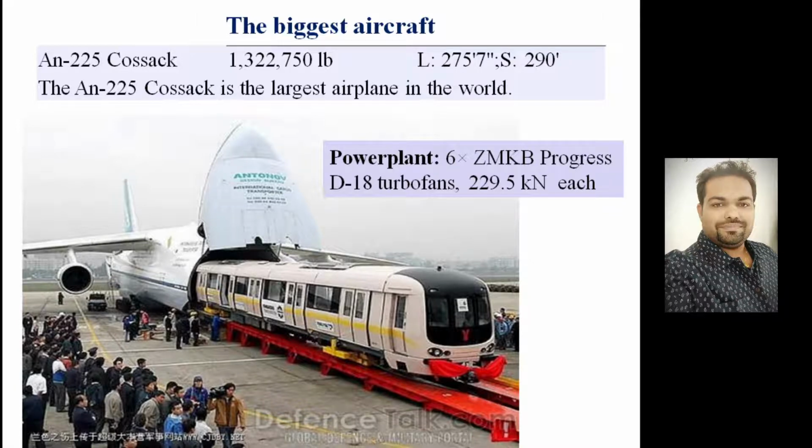It is powered by six turbofan engines and is known as the heaviest aircraft ever built. It is powered by six D-18 turbofans, and each engine provides around 229.5 kilonewton of thrust. So look at how much thrust it will be generating. Overall weight is given here, and the wingspan and length are given here.